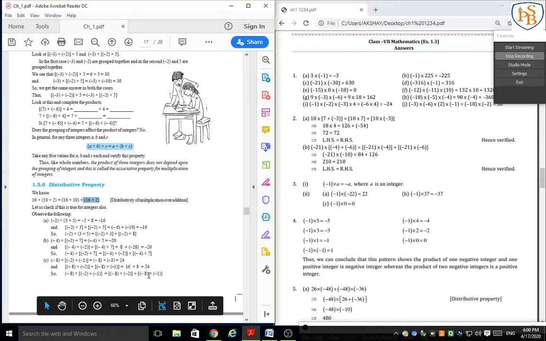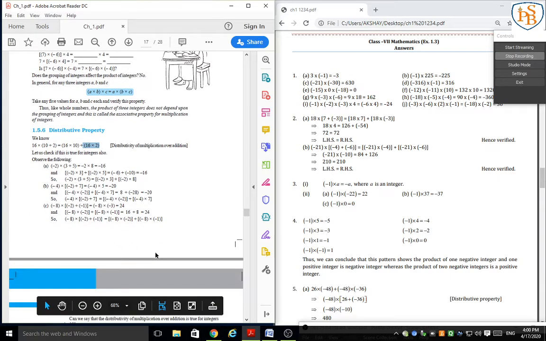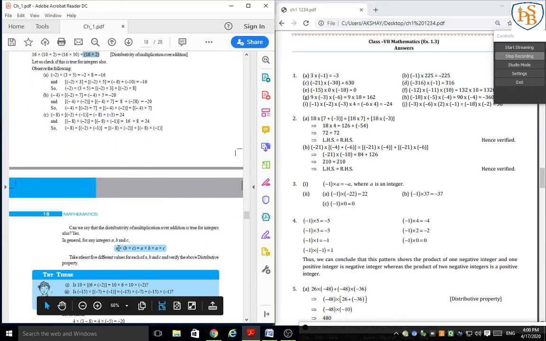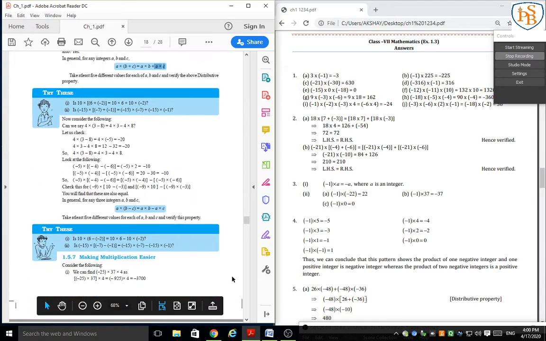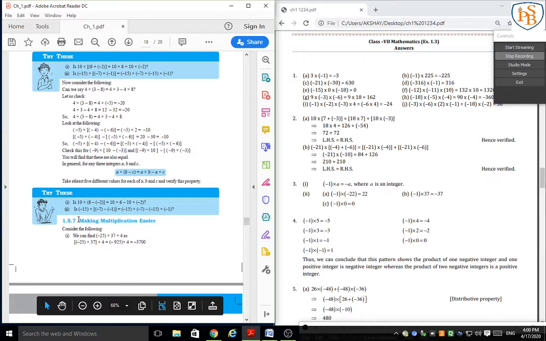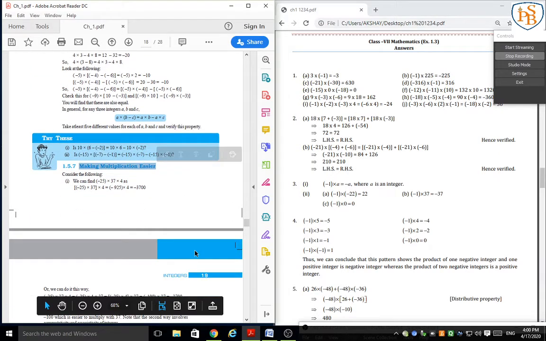In this way, the number outside the bracket which has to be multiplied, we have to distribute that multiplication number to every number present in the bracket. So in the same way, a into (b plus c), how can we write it? a into b plus a into c. Making multiplication easier like that.